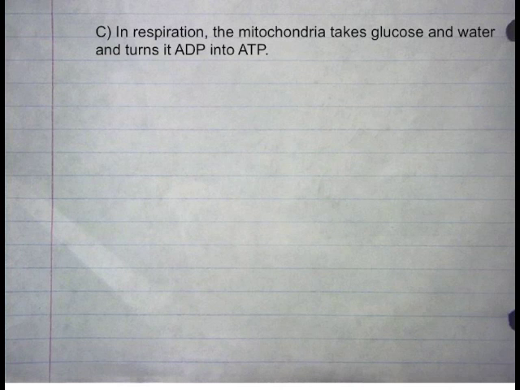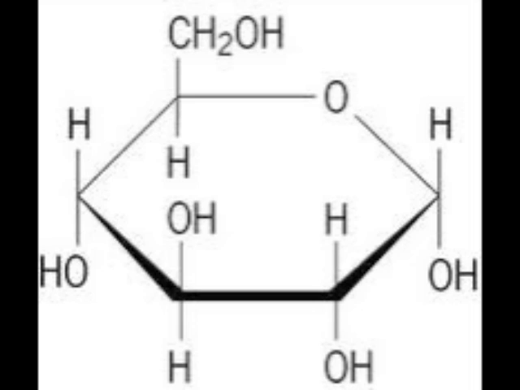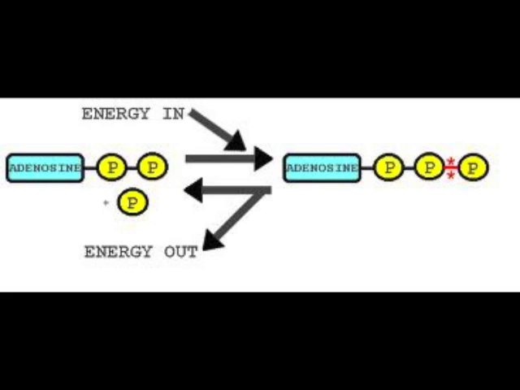In respiration, the mitochondria takes glucose and water and turns ADP into ATP. Once again, the mitochondria is the powerhouse of the cell. It takes glucose sugar and uses that energy to make ADP into ATP.